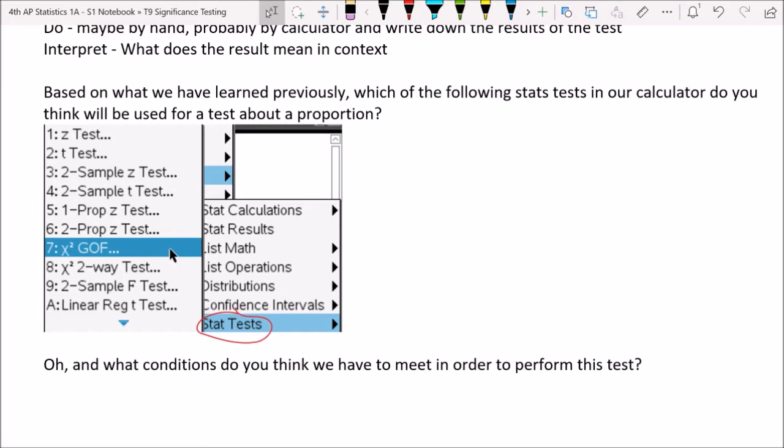Let's think about what we're doing today. To understand that, think back to what we did with confidence intervals. We were up in this menu and we had a 1 proportion z interval, if I recall correctly. Today what we're learning is going to be a 1 proportion z test. For today's entire lesson, this is where we're going to be going. In terms of conditions, luckily, they are exactly the same as they were for a confidence interval for a proportion.